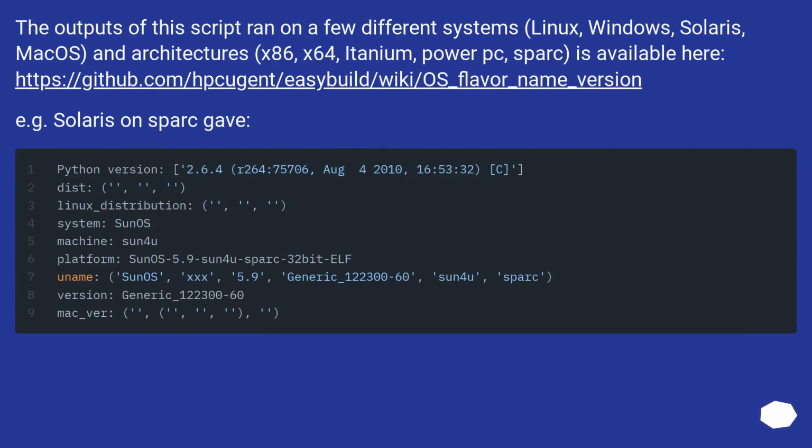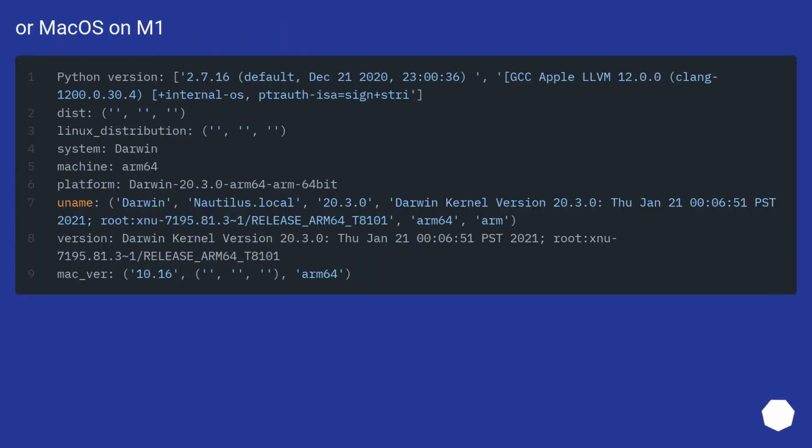The outputs of this script ran on a few different systems: Linux, Windows, Solaris, macOS, and architectures x86, x64, Itanium, PowerPC, SPARC, is available at this URL. For example, Solaris on SPARC gave, or macOS on M1.